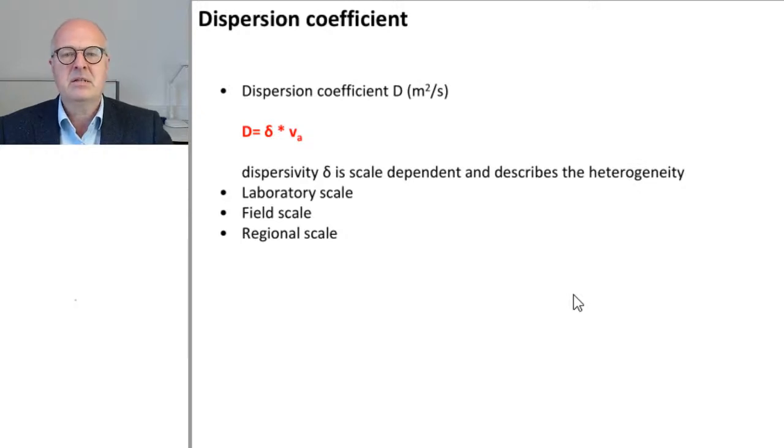You need to actually be precise with definitions here. We have the dispersion coefficient, D, which is defined as a product of the dispersivity, small delta, times flow velocity. Just have to remember that.